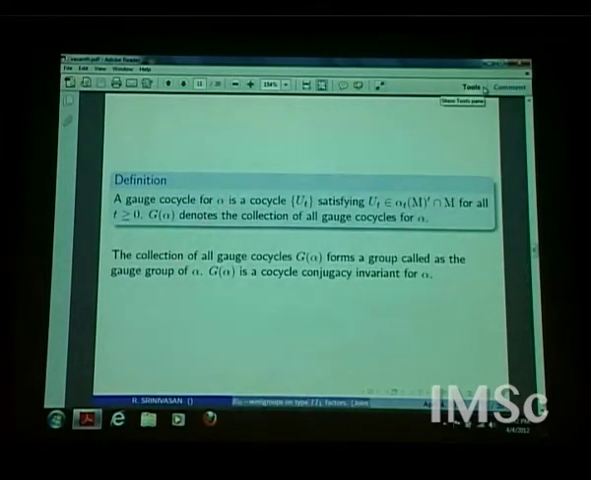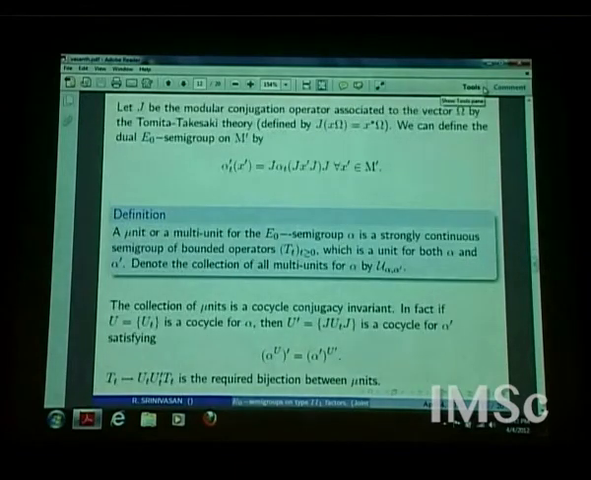One can show that G_α forms a group with respect to multiplication. If you have unitaries U_t and V_t, you can compose them to get another W_t equal to U_t V_t, which is again a gauge cocycle, and the star gives the inverse. So it is a group under the usual group operation, and this group is again a cocycle conjugacy invariant for α. So we have two cocycle conjugacy invariants, and we would like to compute them for our examples.